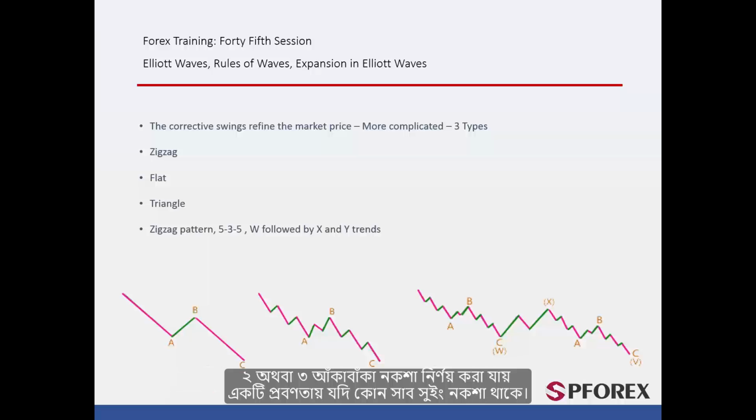Two or three zigzag patterns can be detected in a trend if there is a sub-swing pattern. The first trend is W followed by X and Y trends.